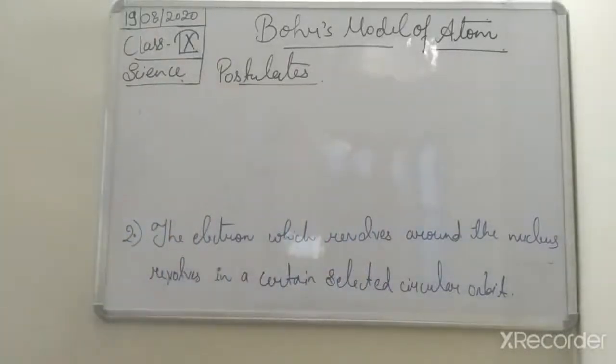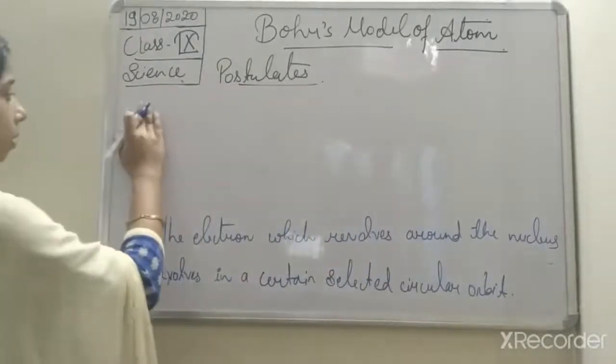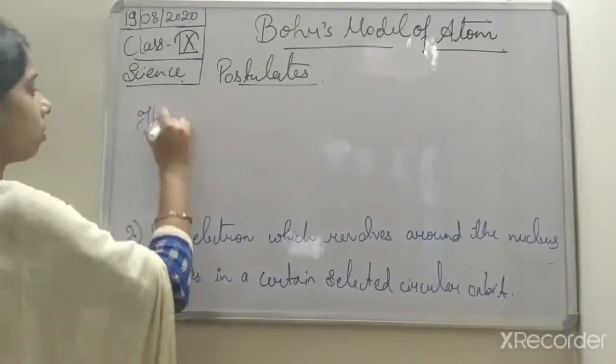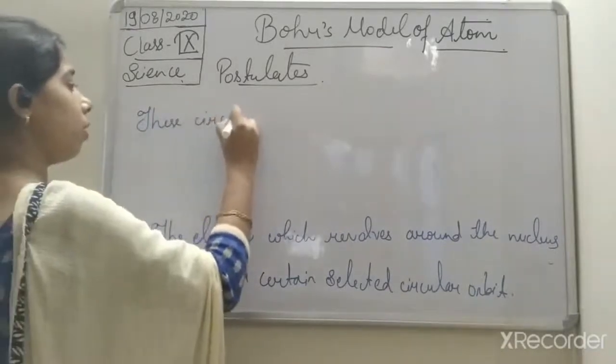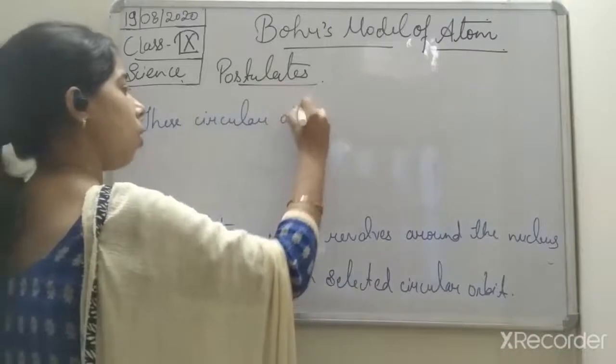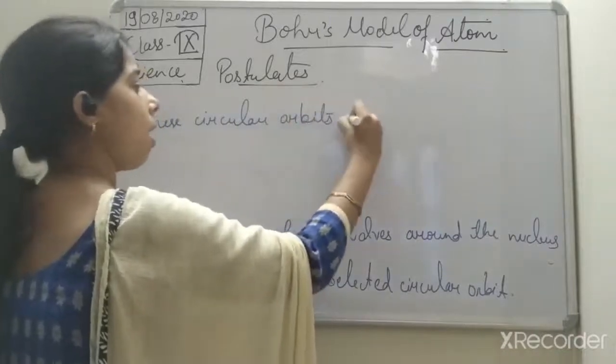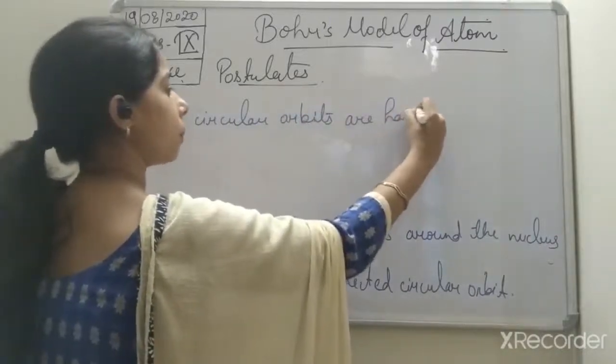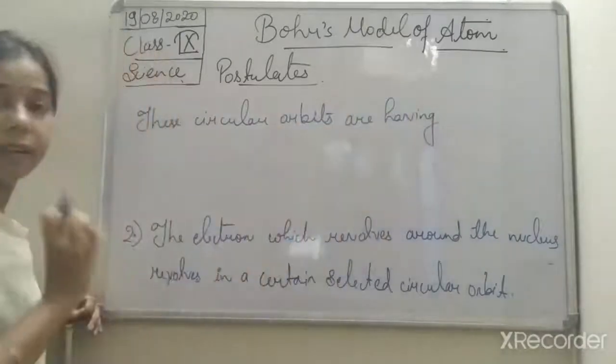So we can write that these circular orbits have fixed energy.